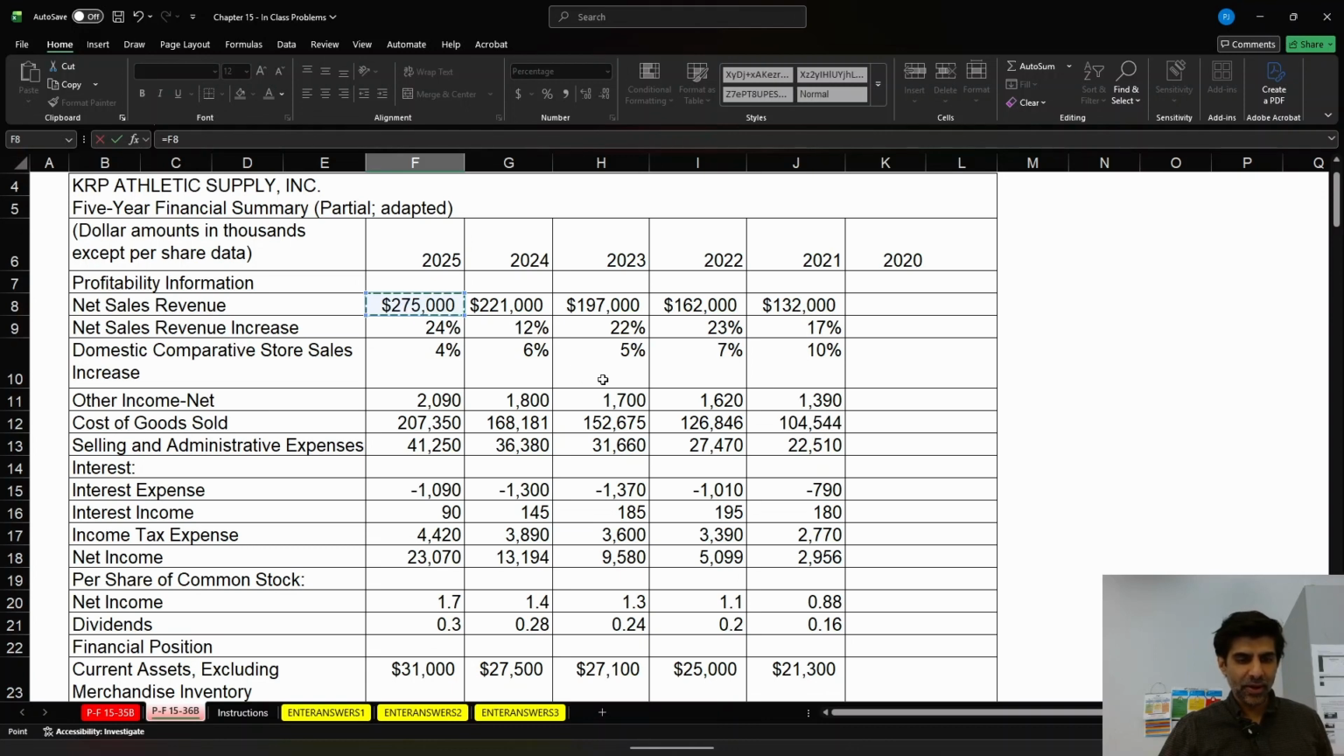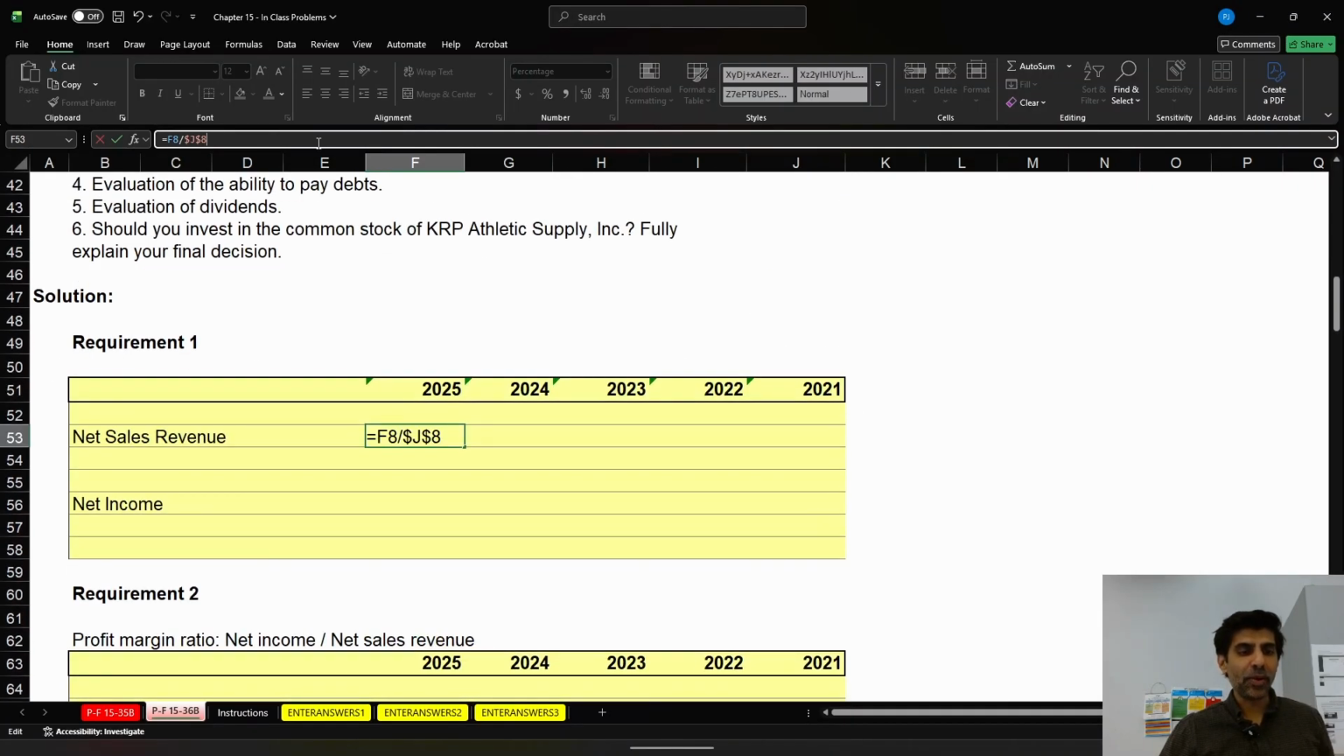So I'll take the year I'm trending, so 2025, divided by the base year. And it said use 2021 as the base year. And for my formula, I want to fix the base year on 2021. So I'm going to go to J8. You can press F4, and that kind of puts those dollar symbols on J8. So now J8 is fixed.